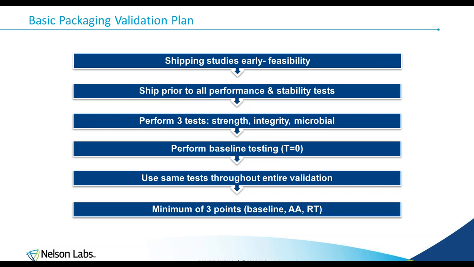Let's shift gears and look at a basic packaging validation plan right now. There are 6 steps to do. Early on, you want to obviously do feasibility. You don't want to design all your packaging and then determine that there's a problem. So you can do this in a number of ways. You can do a partial distribution test in a lab, or it could be as simple as sending samples FedEx from point A to point B and evaluating it. You just want to make sure that you've chosen the right material before you dive into the full package validation.